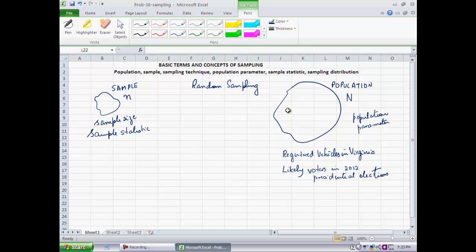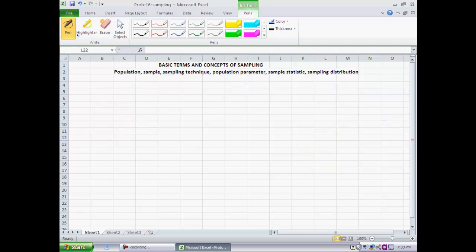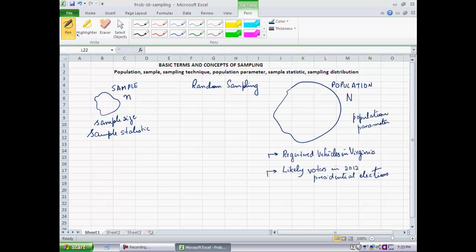population. One example of a population could be the collection of all registered vehicles in the state of Virginia. Another example of a population is likely voters in the 2012 presidential elections. So in the first case, the units are the registered vehicles. In the second case, the units are the likely voters. There are many different properties that one could be interested in for each of these populations. Let's take a couple of examples.